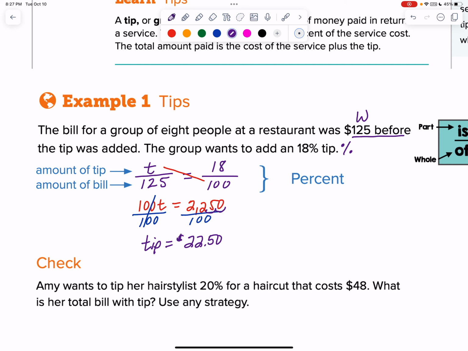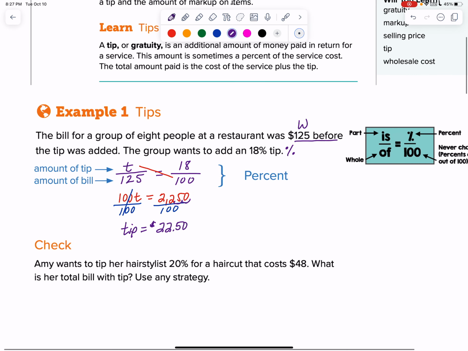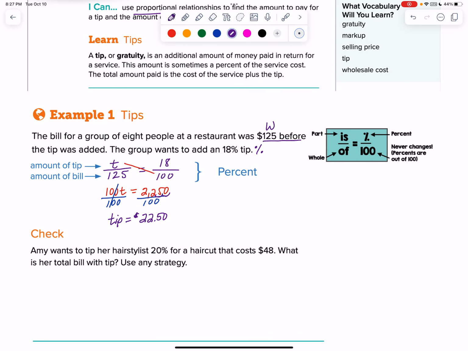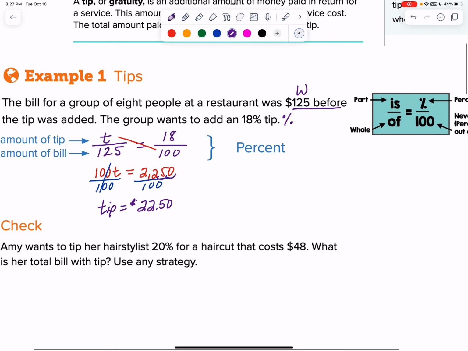So now that we have that, let's see if there's any question. It just says the bill was that before the tip was added. The group wants to add 18% tip. I guess there is no little answer for this, but let's go ahead and pretend it says what's the total with the tip. We can go ahead and add those together just like we did yesterday. So I'm going to make that little connection.